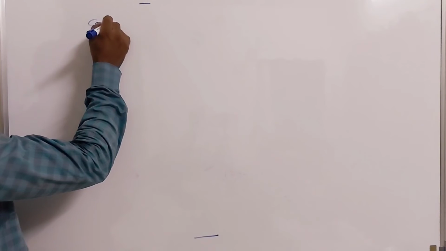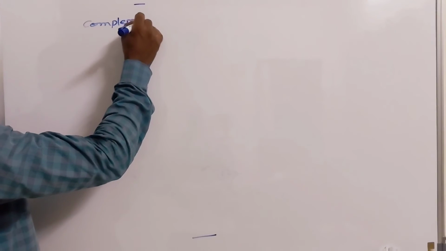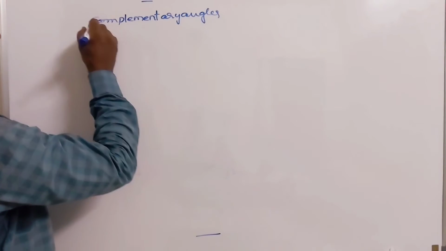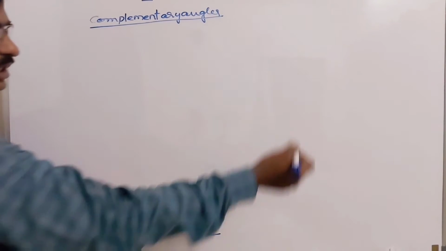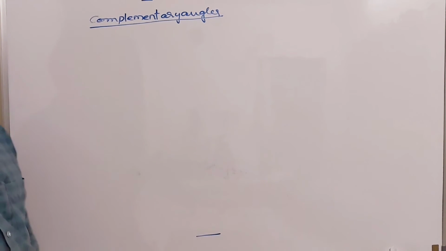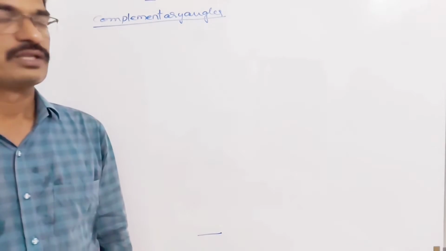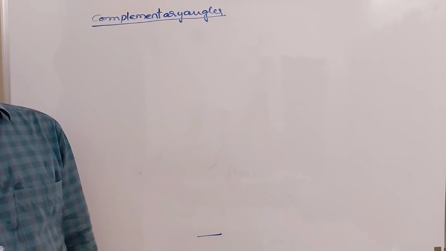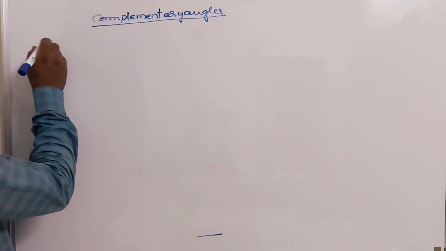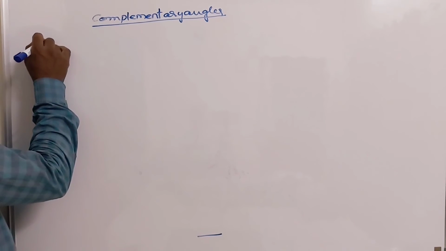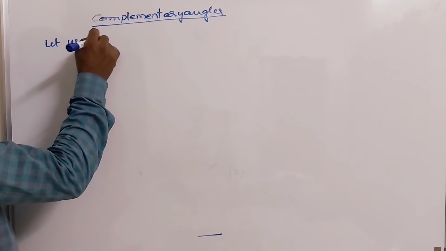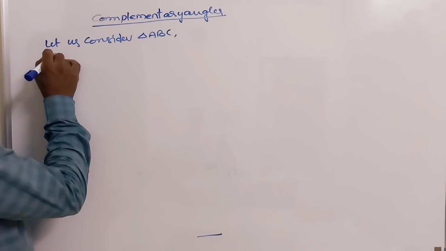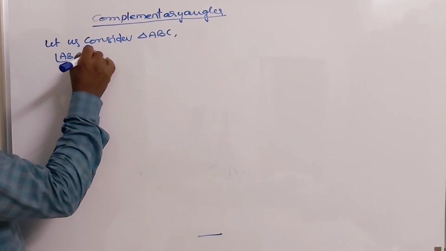Okay, complementary angles. Complementary angles means, in geometry, we know that if the sum of two angles in a plane is a right angle, such a pair is called complementary angles. Okay. Now let us consider triangle ABC in which angle ABC is equal to 90 degrees.